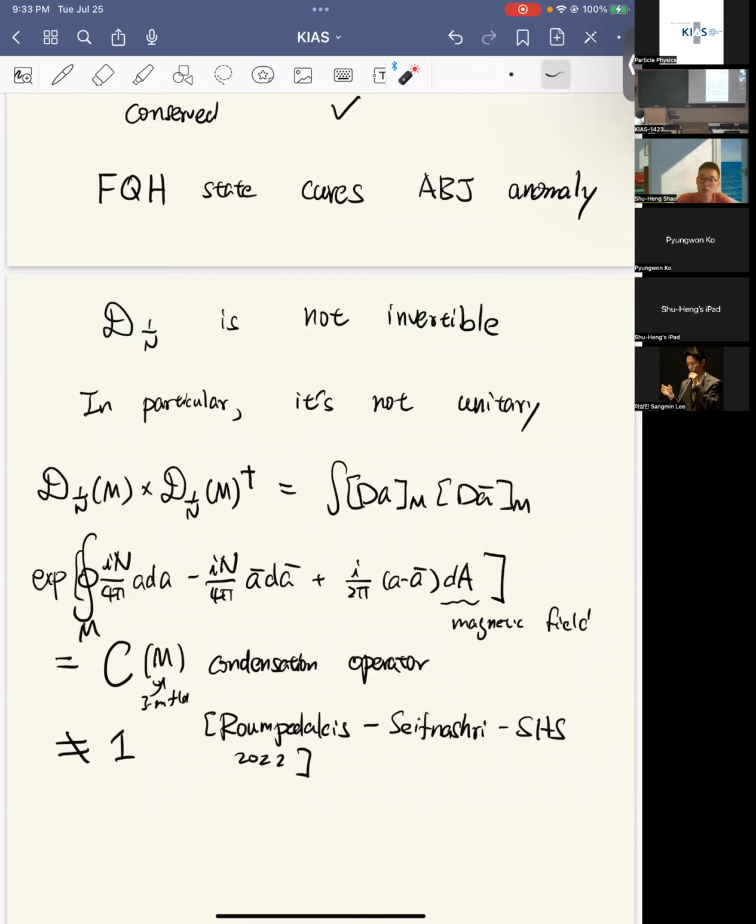And surprisingly, this can actually be done in a Lorentz invariant way. And the trick is to introduce this auxiliary gauge field. Anyways, all you have to know about C is that it's some kind of magnetic flux operator, but it's not the identity operator. So this is in what sense we call D a non-invertible operator. It doesn't have an inverse. The closest thing you can have is to multiply D with D dagger and get this C operator.